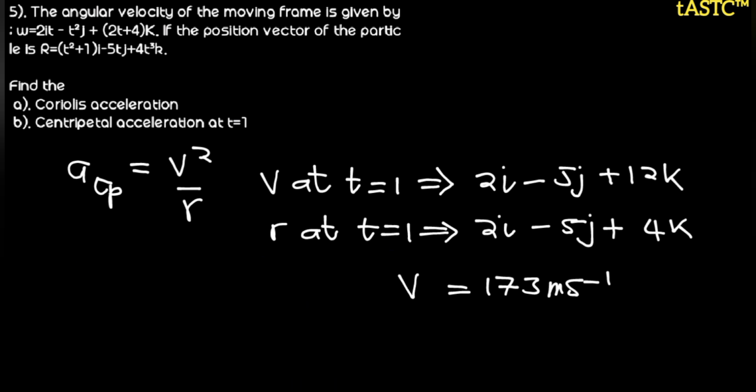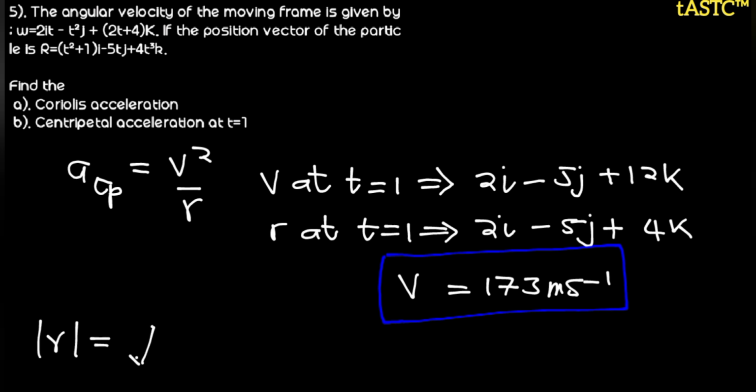So we have v, the velocity vector, that is equal to this. I might have made a mistake there. This is the velocity vector. Next up, we need to find the magnitude of the position vector. So that is going to be absolute r, and that will be this. So you have 2 squared plus minus 5 squared, and this is a plus 4 squared.